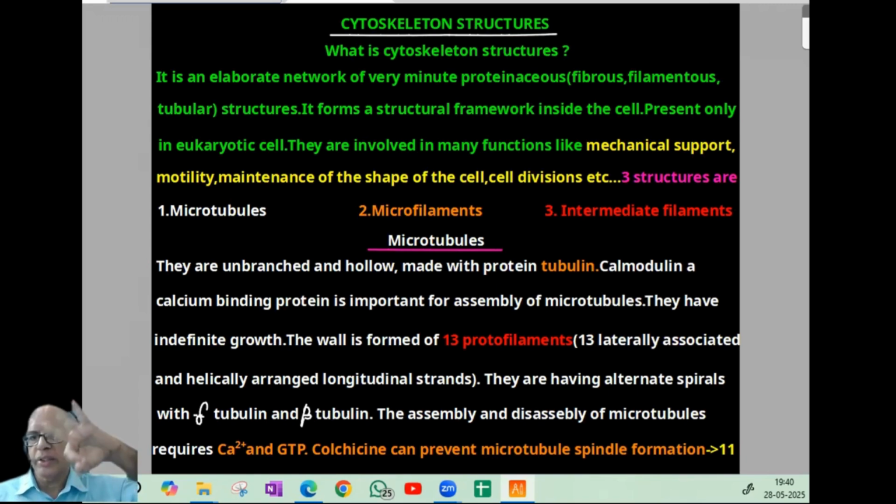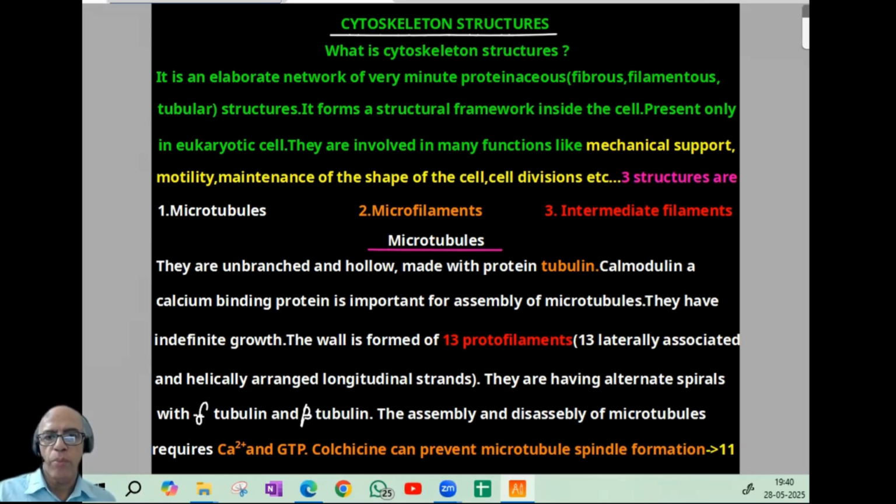Here also three structures are there: microtubules, microfilaments, and intermediate filaments. Now comes microtubules. They are unbranched and hollow, made with the protein tubulin; microtubule, that we can remember. Calmodulin, a calcium binding protein, is important for assembly of microtubules, and they have indefinite growth.